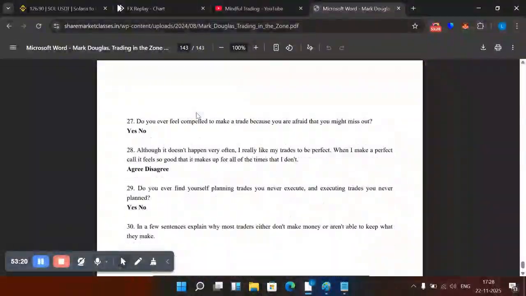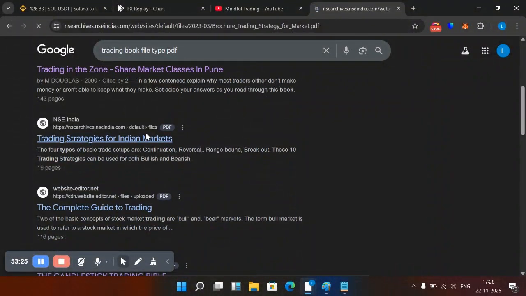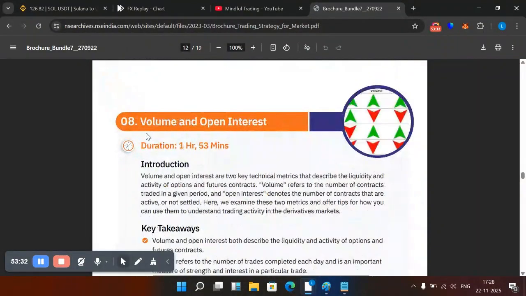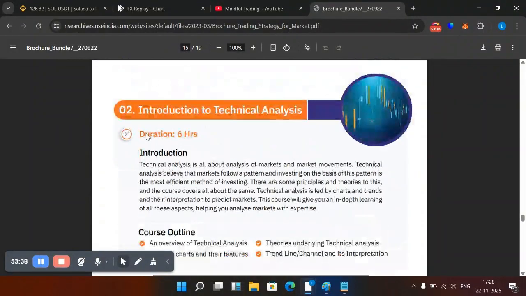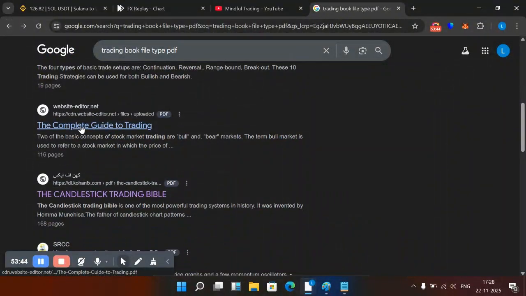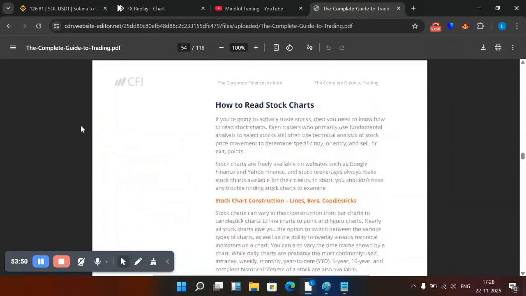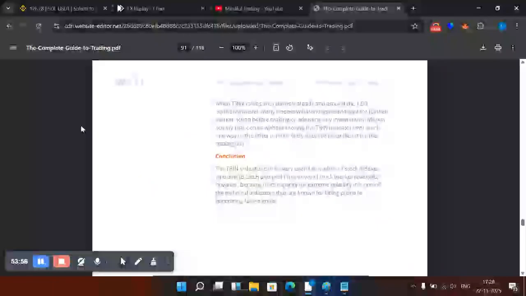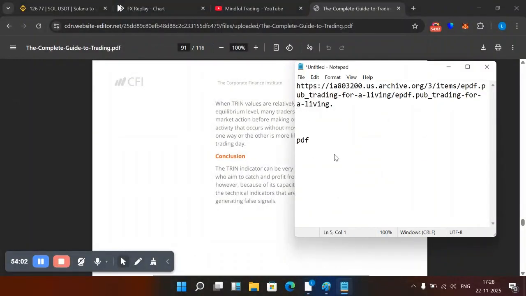All text. I don't prefer this book. No, not your book, it is a brochure. Complete guide to trading. Let's look at this. Fine, maybe I recommend it. Yeah, this one is a good one. Read this book as well. Fine, I'm going to read them myself too.